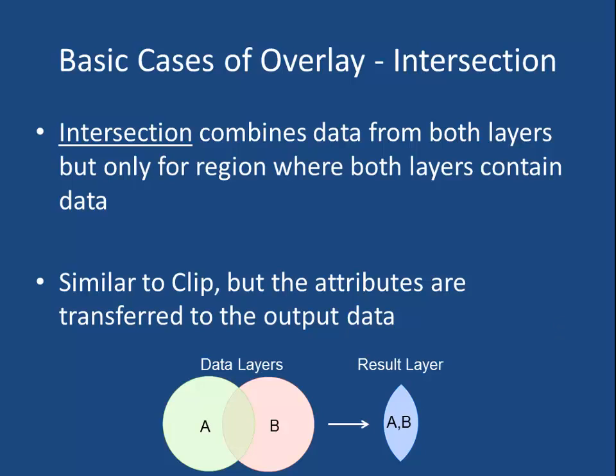The next basic case of overlay is the intersection operation. The intersection operation combines data from two or more input layers, but the combination only exists for the regions where all the input layers contain data. This is similar to the clip function. However, the attributes and geometry of all input data layers are going to be transferred to the result layer.